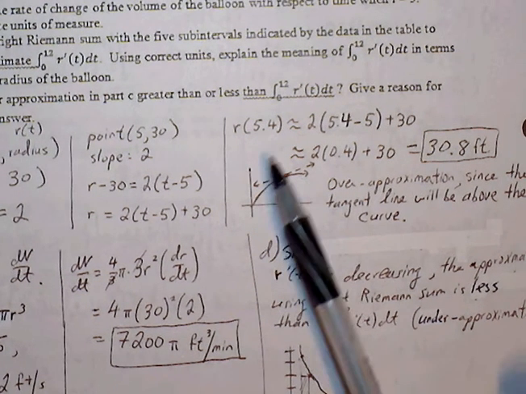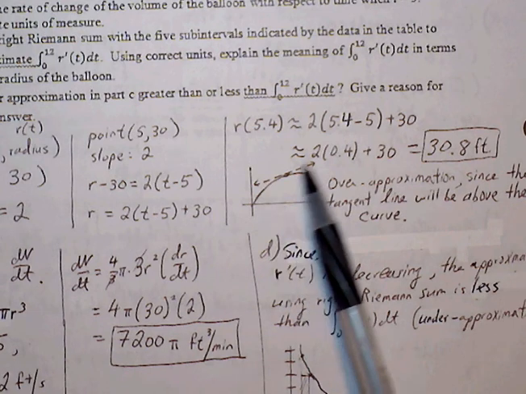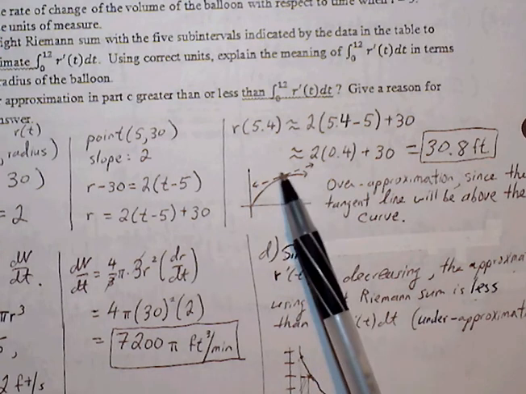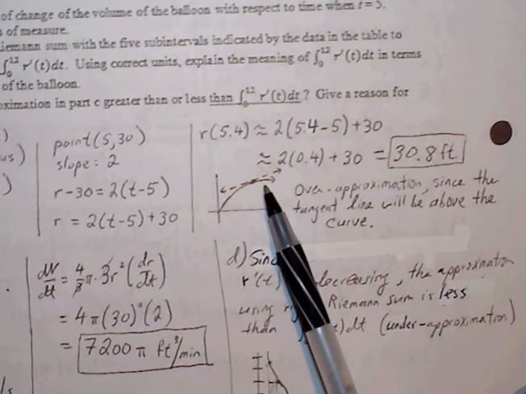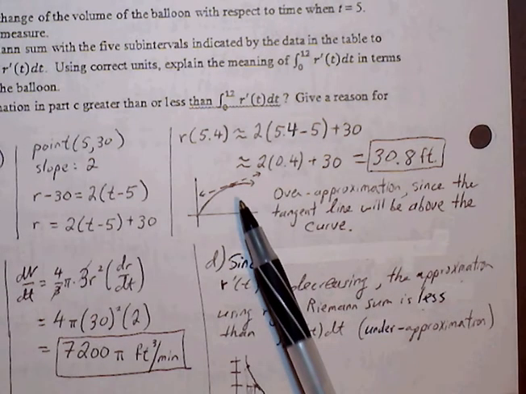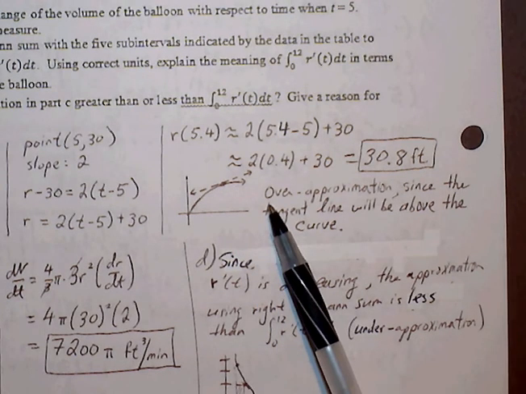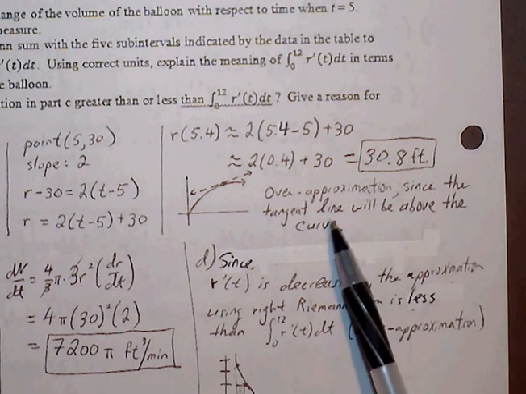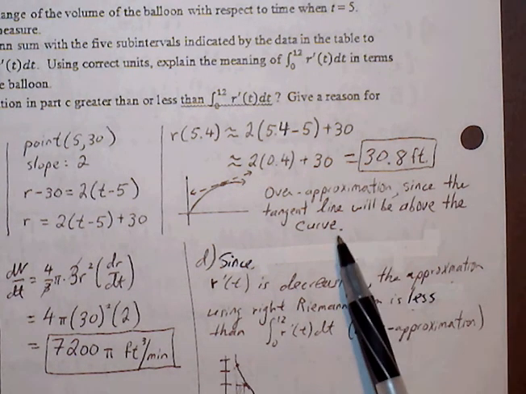Now, if we draw a line that is tangent to a curve that is increasing and concave down, then any point on that tangent line is going to be higher than the actual value on the graph. We can draw it and visually convince ourselves that that's going to be the case. So if we have a tangent line for a curve that is increasing and concave down, we're going to get an over approximation since the tangent line will be above the curve.